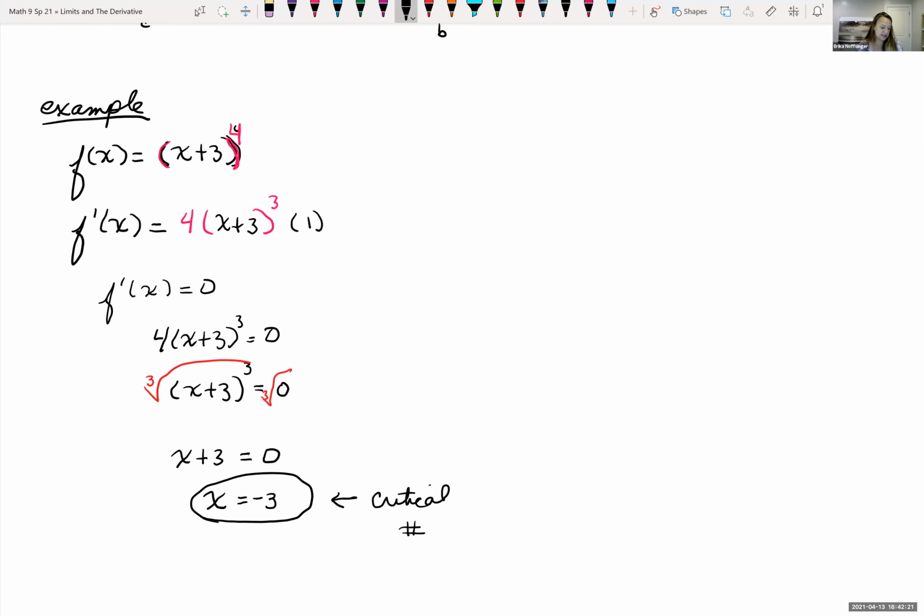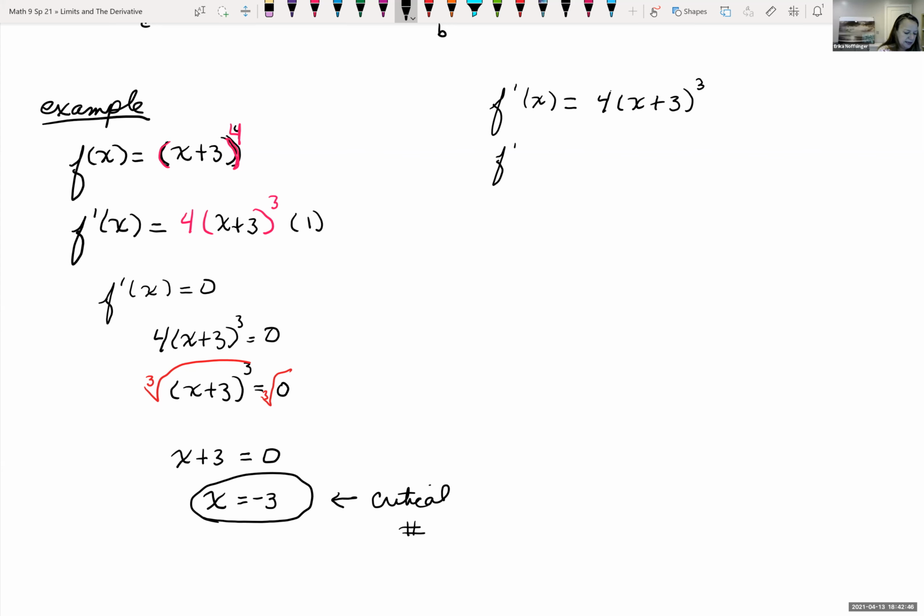It wanted us to use the second derivative test. And so we need to find the second derivative. So let me just write the first derivative right here. So we saw that the first derivative was equal to 4 times that quantity, x plus 3 quantity cubed.